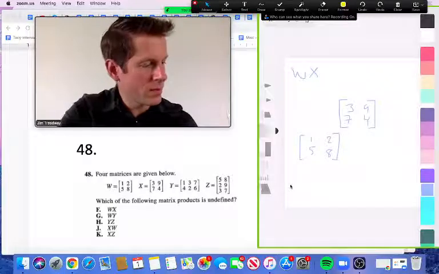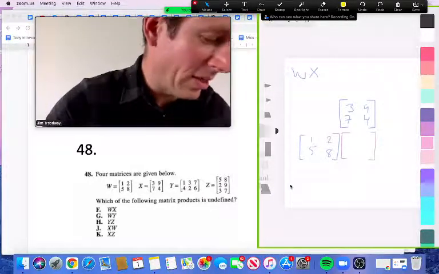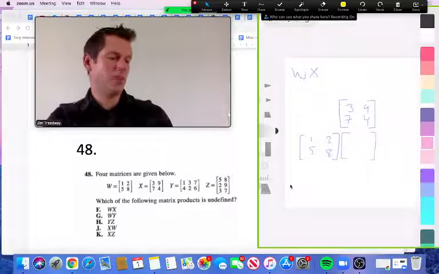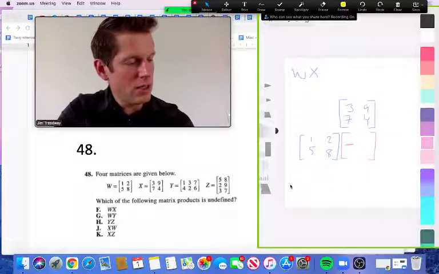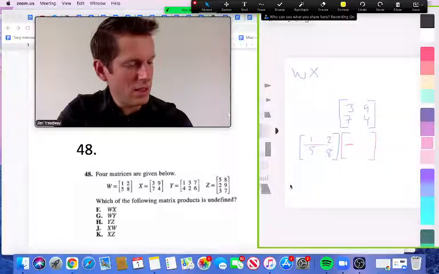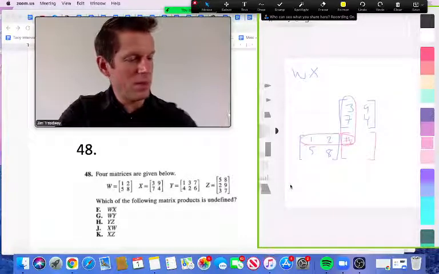X is 3, 7, 9, 4. Your final answer is going to go in that space in between them, and you'll see how everything lines up geometrically when you're doing matrix multiplication. The way we get the number in the top left is that the row in the first matrix that funnels into it is used along with the column above it that funnels into it, and you'll see what I mean in a second.